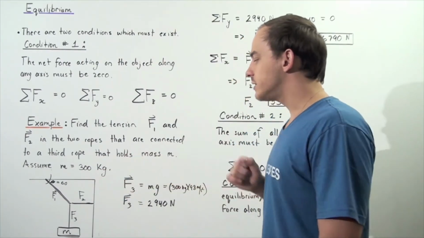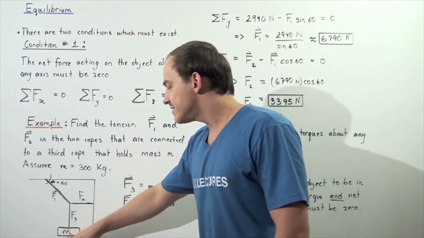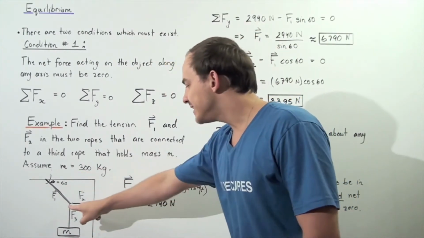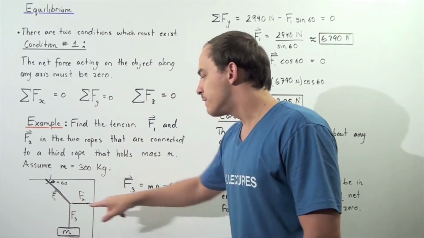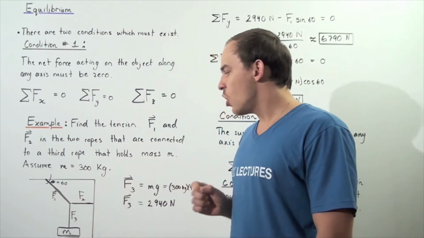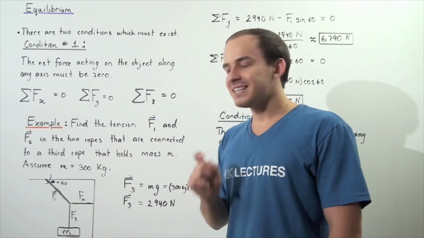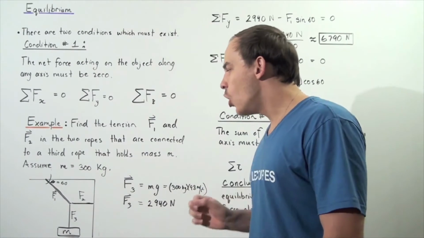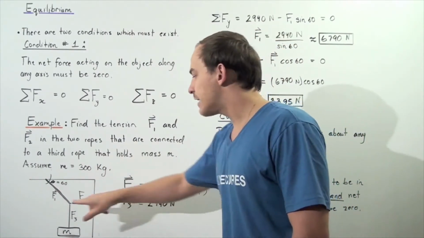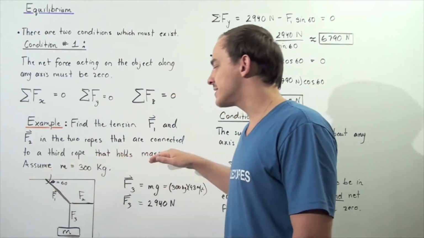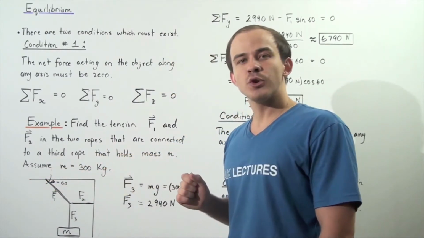So let's look at our diagram. We have mass M, which is 300 kilograms, hanging by the following vertical rope, force F3. So the tension in this rope is F3. We want to calculate what F1 is and F2, knowing that the angle that force 1 makes with respect to the x-axis, with respect to the ceiling, is 60 degrees.